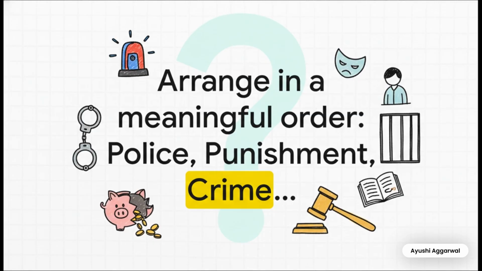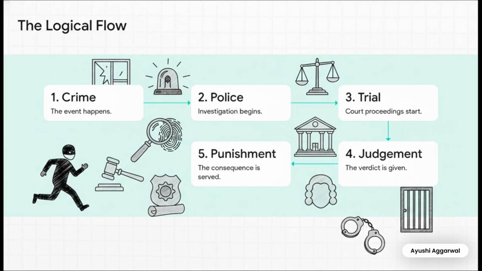We've got police, punishment, crime, trial, and judgment. The best way to think about this is like a scrambled story. What's the right order of events? Let's just trace the logical flow here, step by step. Every story has a beginning, right? And in this little story, the event that kicks everything off is the crime.